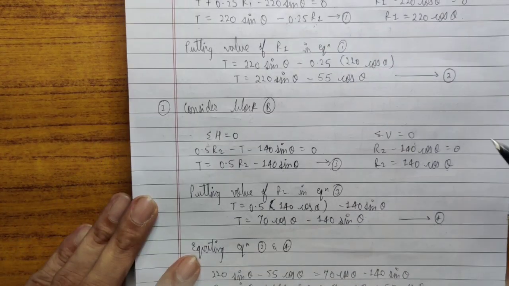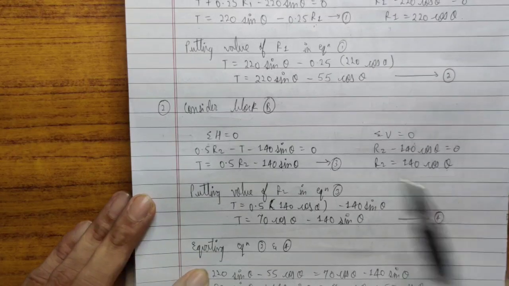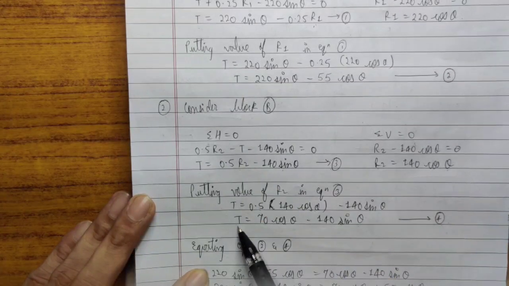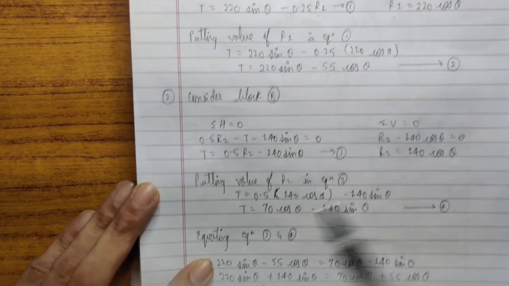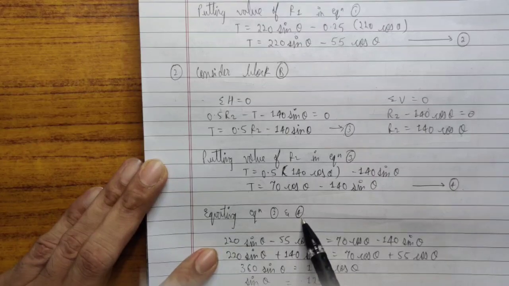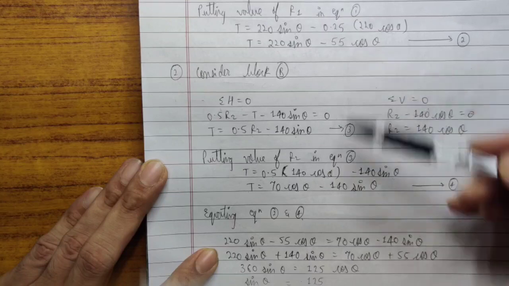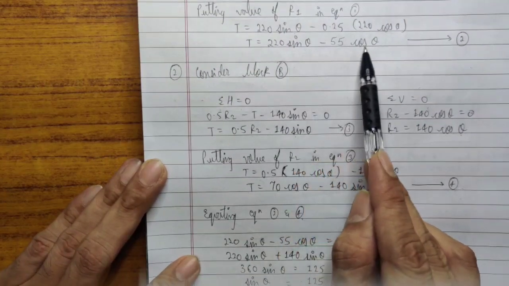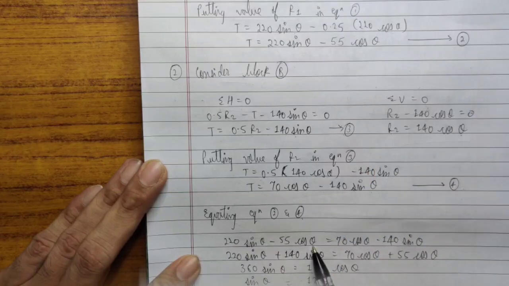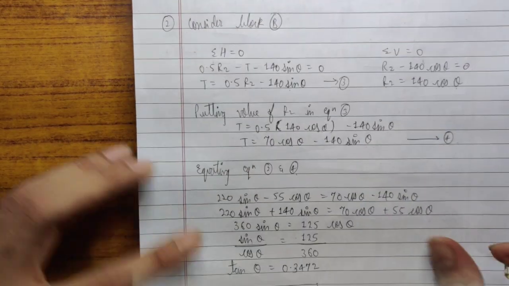Now if you observe, this is our equation 2 and this is our equation 4. The left hand side is T, so we can equate these two equations 2 and 4. Since the left hand side is exactly equal, the right hand side is also exactly equal. So it will become 220 sin theta minus 55 cos theta is equal to 70 cos theta minus 140 sin theta.